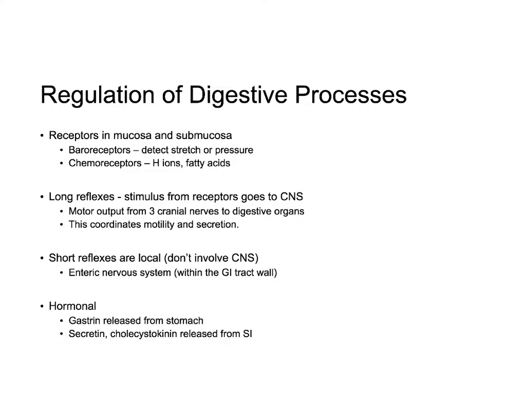Okay, now, how do we regulate digestive processes? So we have receptors in the mucosa and the submucosa. They're going to detect stretch or pressure. So when you feel full and it stretches, that's going to send a signal that you have enough food, something's in there. The chemoreceptors in there detect hydrogen ions and fatty acids. So those will also stimulate secretions.